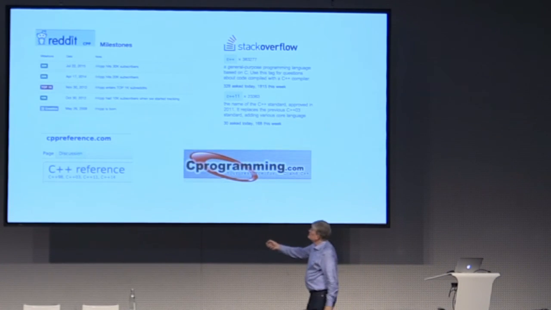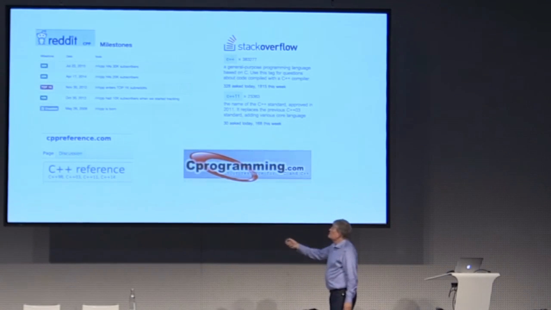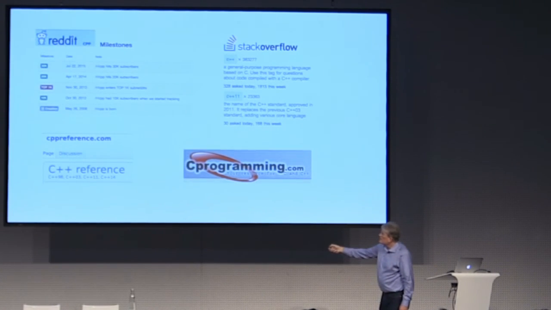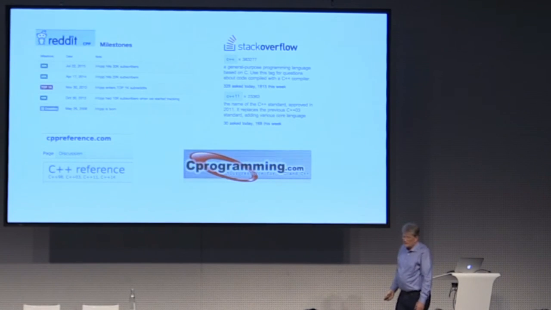Reddit, again, this is a little bit dated, 2015. They hit 30,000 subscribers. This is the C++ subreddit. Very, very active, lots of people there. Stack Overflow, again, this is a little bit dated, but you can see the number of questions posted on Stack Overflow. cppreference, I think there was a discussion of that this morning as well. I'm a big, big fan of cppreference. And then C++ programming, another community, another online place where you can get answers.